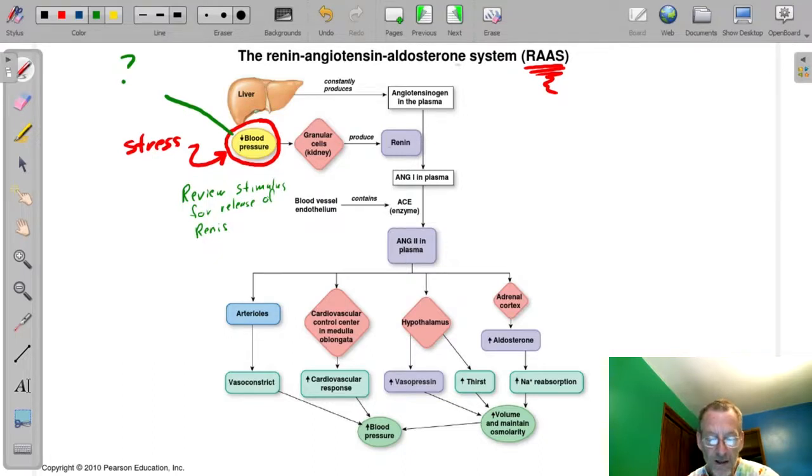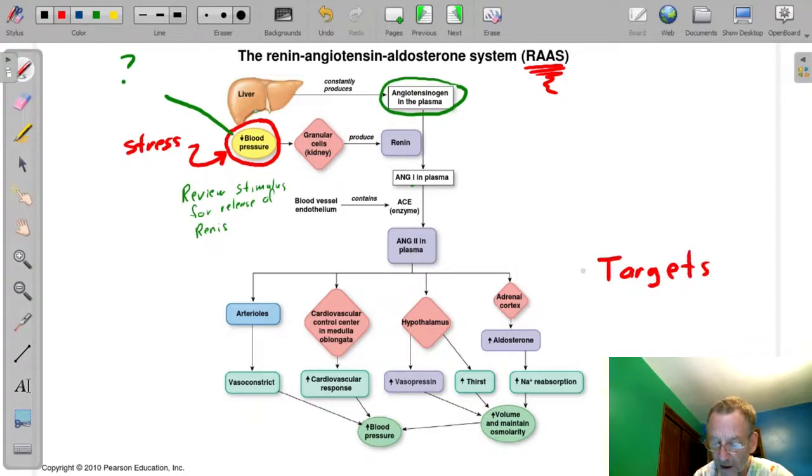So at any rate, you have the circulating angiotensinogen in the plasma. Now renin comes on the scene and converts it to angiotensin 1, which gets converted by ACE into angiotensin 2. And then there are a series of targets again for angiotensin 2. And we looked at this. You have this in an earlier set of notes. But it's good to review again. Maybe make flashcards until you have those targets down, and then you can retire the flashcards.